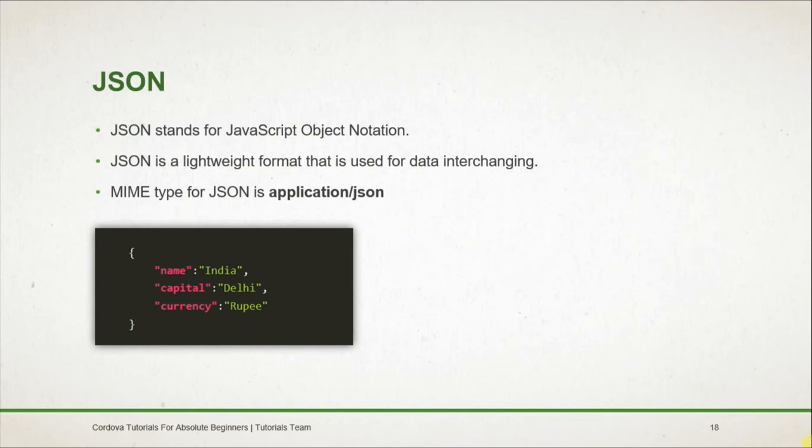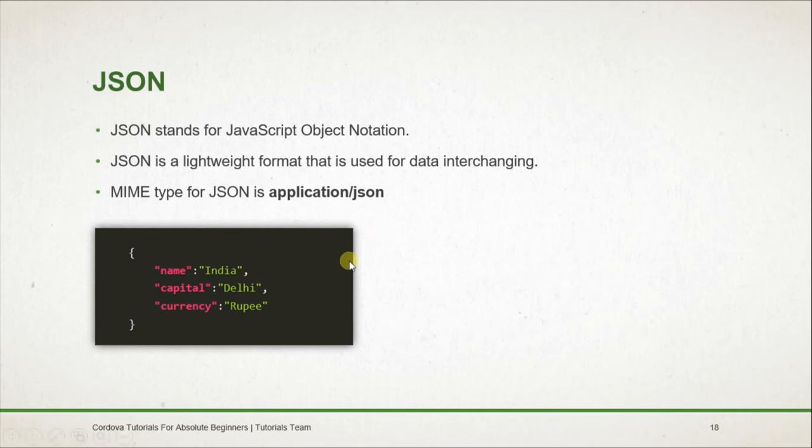Each request returns a response. Response can be in any format, from plain text to rich media. JSON and XML are the most commonly used formats. JSON stands for JavaScript Object Notation. JSON is a lightweight format that is used for data interchange. MIME type for JSON is application/json.